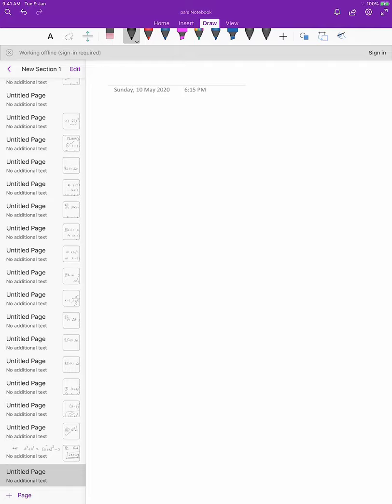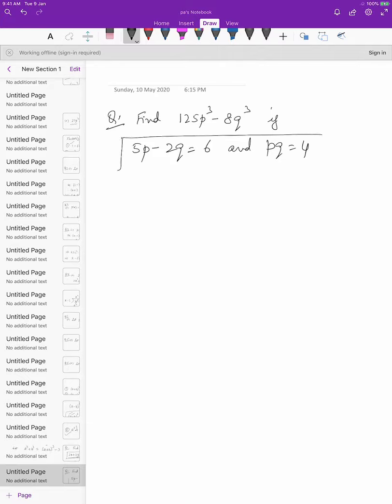Let's do one more question of the same type. Find the value of 125p cube minus 8q cube, if what is given to us is 5p minus 2q is equal to 6 and pq is equal to 4. Whenever you get this kind of a question, you don't bother about what is given to us. Just keep it aside and first see what do we have to find out. We need to find out the value of 125p cube minus 8q cube.